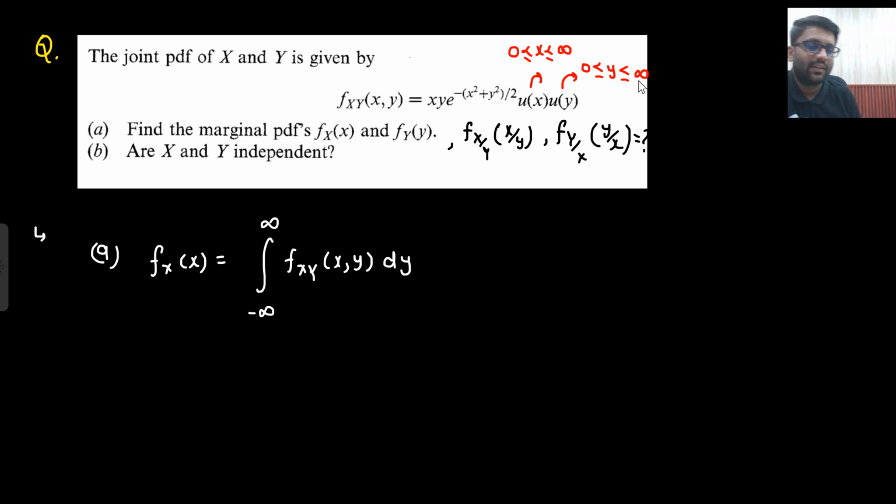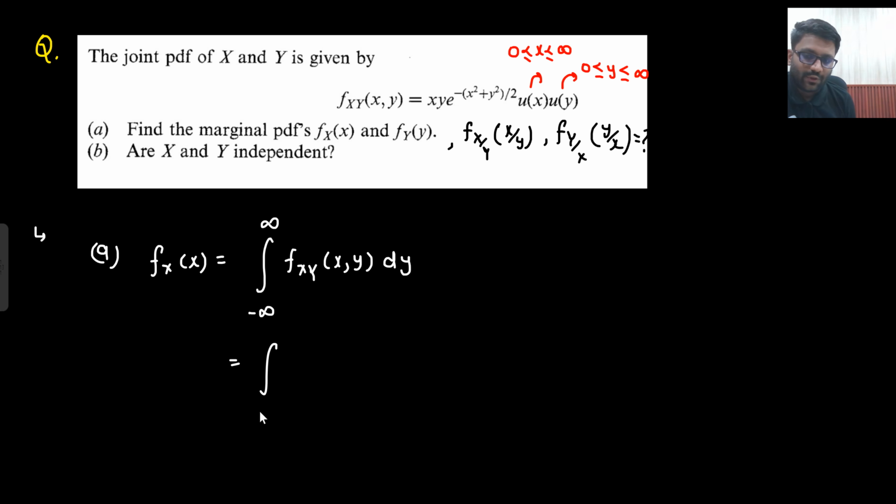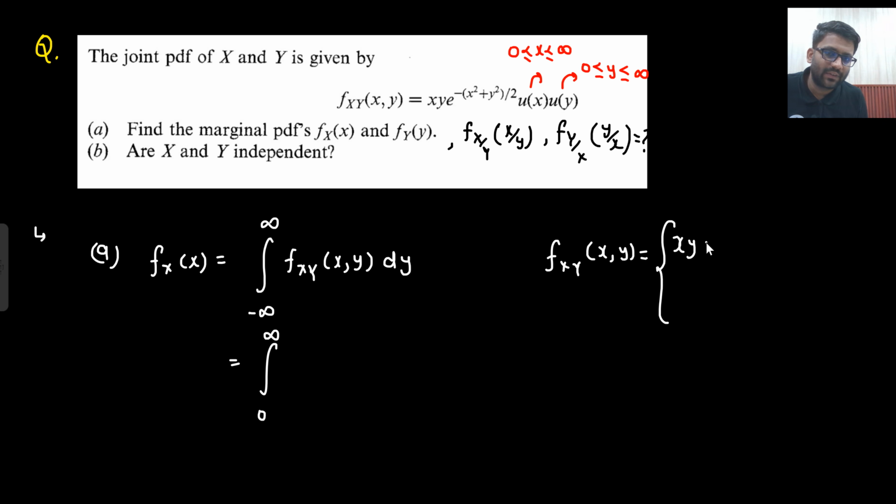Are you able to understand this point? Both x and y are going from 0 to infinity. So what you can do, from 0 to infinity, now whatever the expression is there, basically this f(x,y) could be written as xy e to the power minus (x square plus y square) divided by 2 when x is greater than 0 and y is greater than or equal to 0. Otherwise it will be 0.